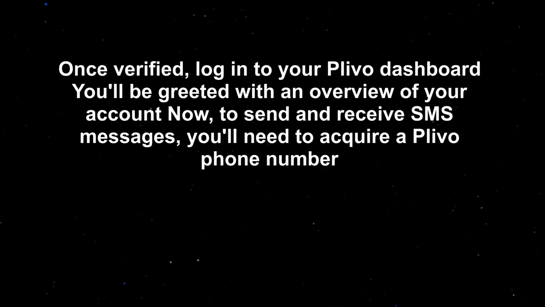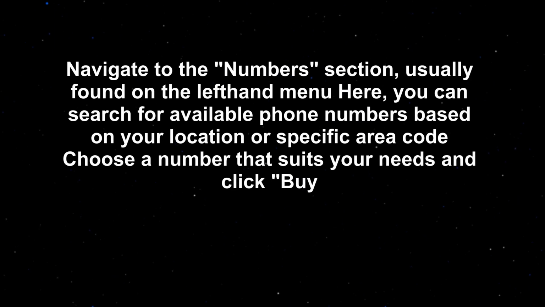Now, to send and receive SMS messages, you'll need to acquire a Plivo phone number. Navigate to the Numbers section, usually found on the left-hand menu. Here, you can search for available phone numbers based on your location or specific area code. Choose a number that suits your needs and click Buy.